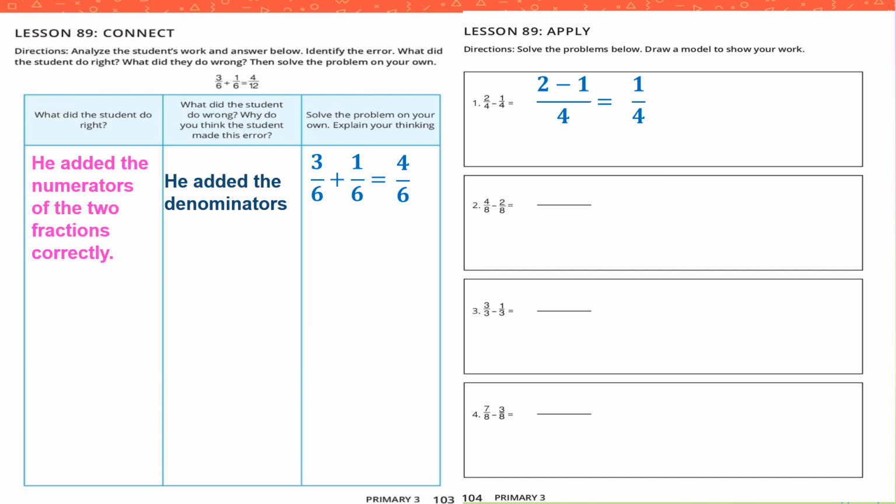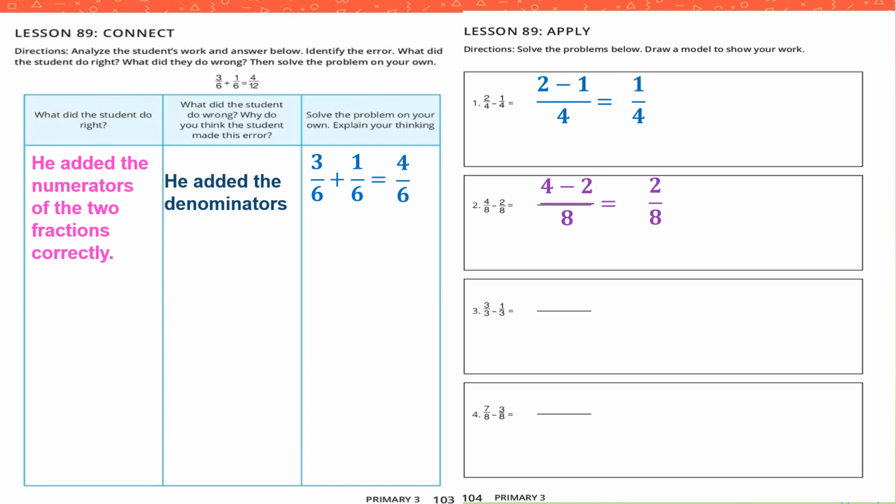Number 2, 2 over 8 minus 4 over 8. Like number 1, here we have same denominators, so I can't subtract the denominators together. So you must put 8 as a denominator as it is, and subtract the numerators together. 4 minus 2 equals 2, and the denominator, no change. Put it as it is. So the final result will be 2 over 8.